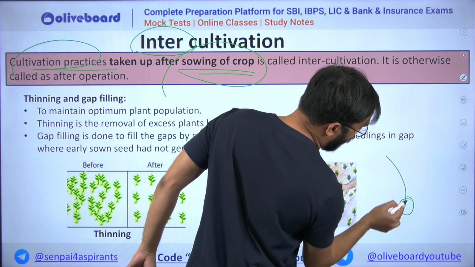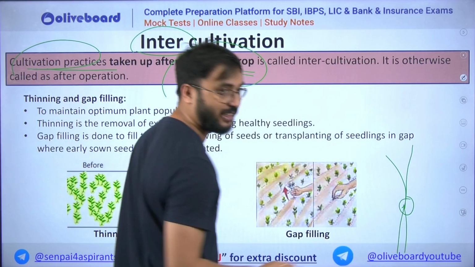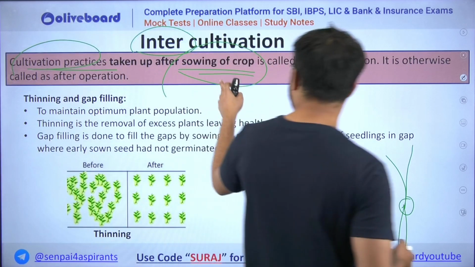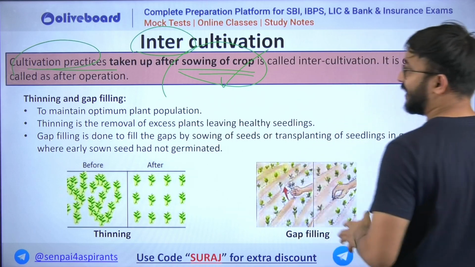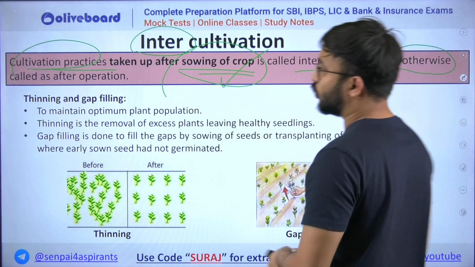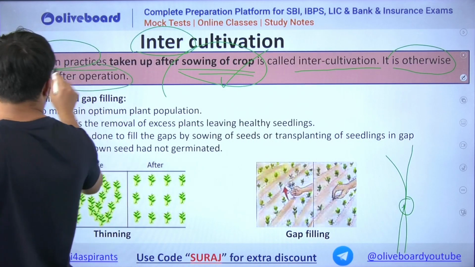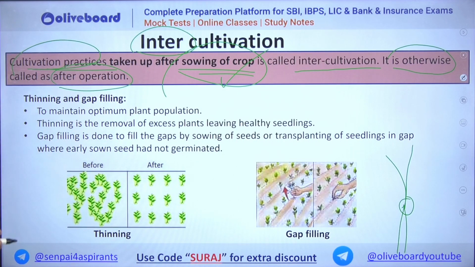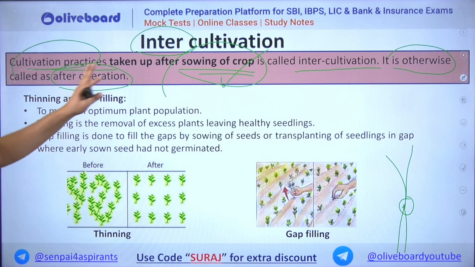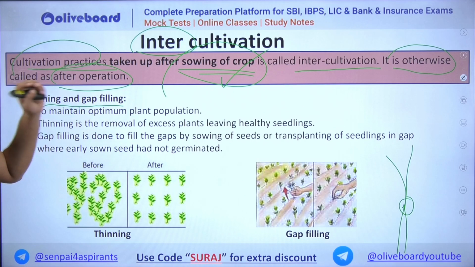Out of the seeds, first the stem or root comes out of the seed and grows as an individual crop. Okay. So all the cultivation activities done after sowing of the crop are called intercultivation. It is otherwise called after operation also. So the first activities which are considered into intercultivation are thinning and gap filling.